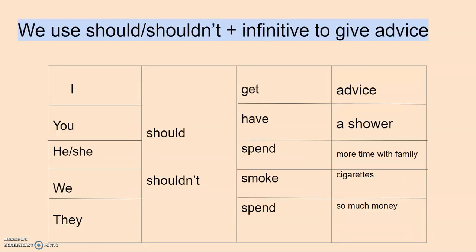We use should, shouldn't plus infinitive to give advice. I should get advice. You should have a shower. He, she should spend more time with family. We shouldn't smoke cigarettes. They shouldn't spend so much money.